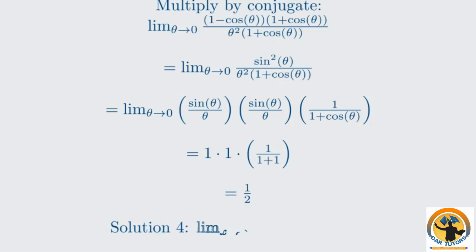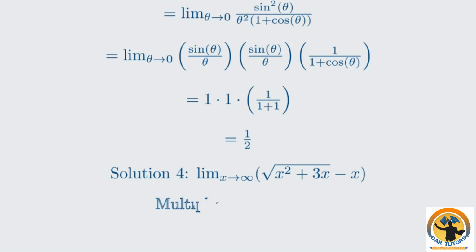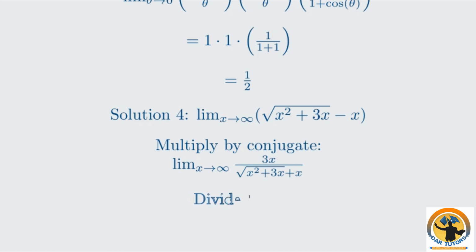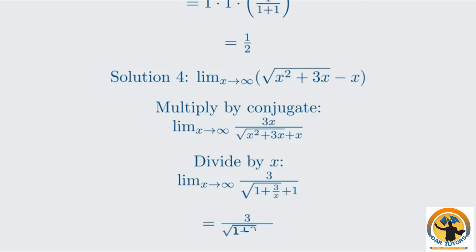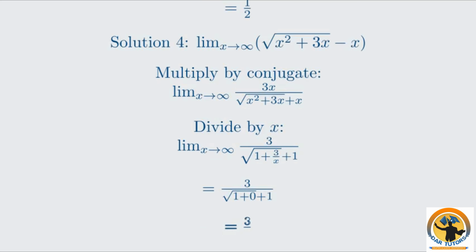For question 4, we use the conjugate trick again. Multiplying by the conjugate gives us 3x in the numerator. Dividing by x, the highest power in the denominator, gives us 3 over the square root of 1 plus 3 over x plus 1. As x approaches infinity, the term 3 over x goes to 0, and the limit is 3 over 2.